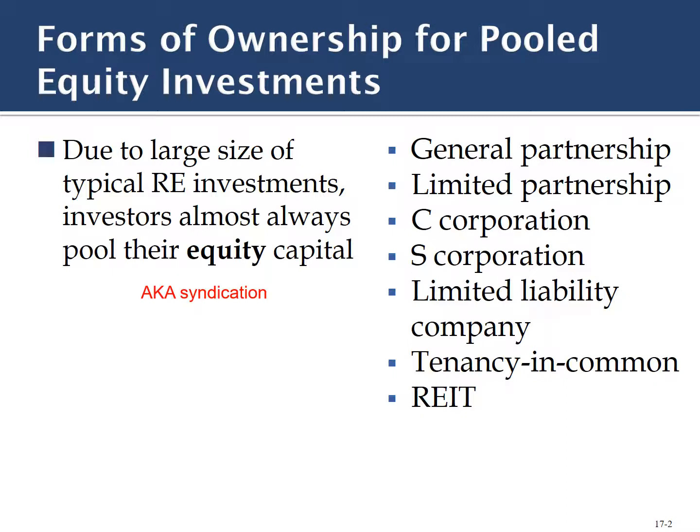Those are general partnerships, limited partnerships, corporations, both C and S forms, LLCs or limited liability companies, tenancies in common, which we talked about earlier in the semester, and real estate investment trusts, or REITs for short. We will talk about some of the pros and cons of each of these forms of pooled equity ownership in part one.